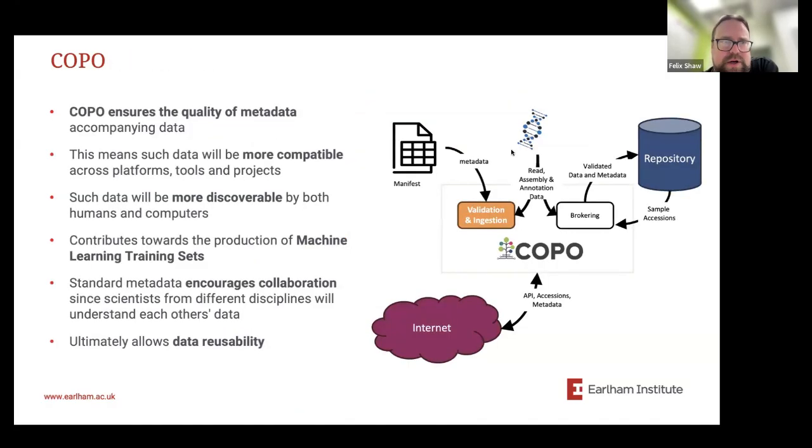So yeah, in a nutshell, we try to ensure the quality of metadata that accompanies data to make things more compatible, discoverable. Also, in this day and age, there's a big emphasis we have on producing machine learning training sets, as you're probably aware. Most supervised machine learning algorithms rely heavily on labeled data. So yeah, this particular mechanism is a good way of making labeled data. And all of this ultimately should encourage reusability.